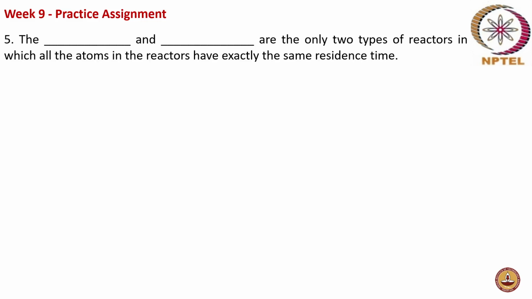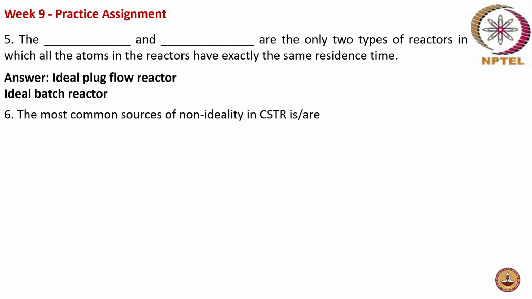Now let's go on to question number 5. The dash and dash are the only two types of reactors in which all the atoms in the reactors have exactly the same residence time. Which are the two types of reactors for which all the atoms have exactly the same residence time? So the answer is, it is for ideal plug flow reactor and ideal batch reactor. Okay.